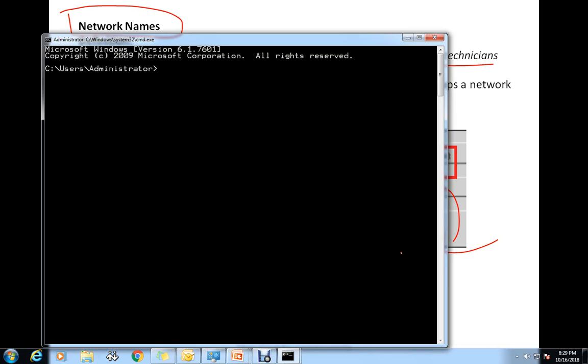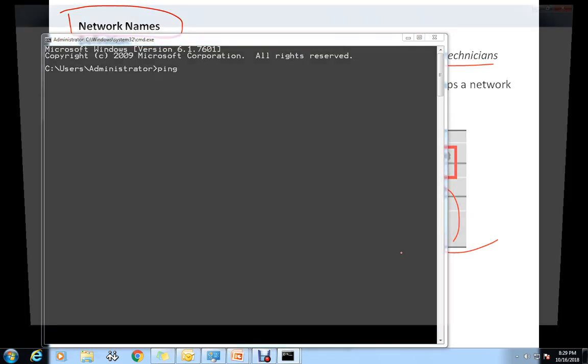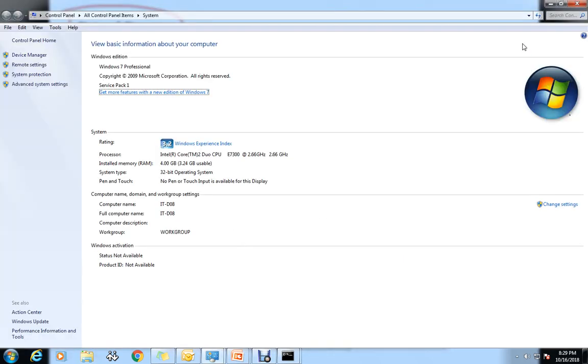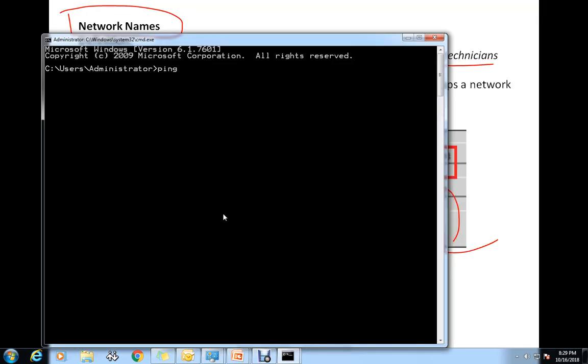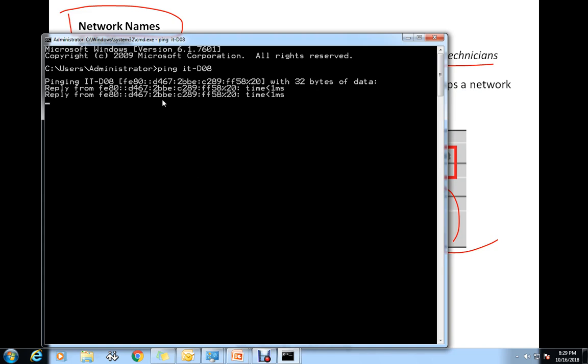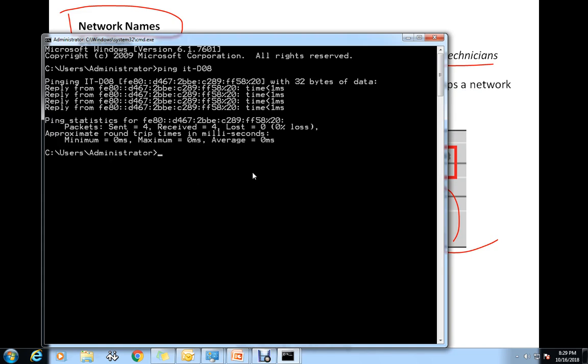If you go to CMD and ping, let me see what is the name of my system here. IT-D08. If I put this name, I will be getting a reply from the IP address of this system. So it is coming from fast. It is showing MAC address only. So this is what I was talking about, MAC address, physical address. It is not showing IP address here.